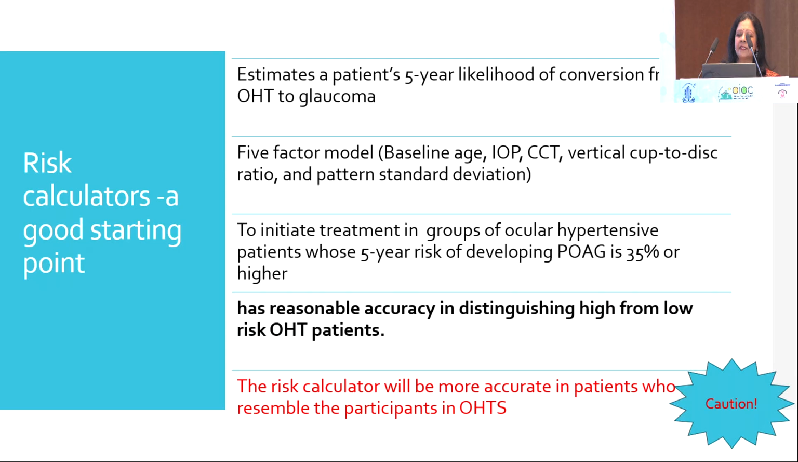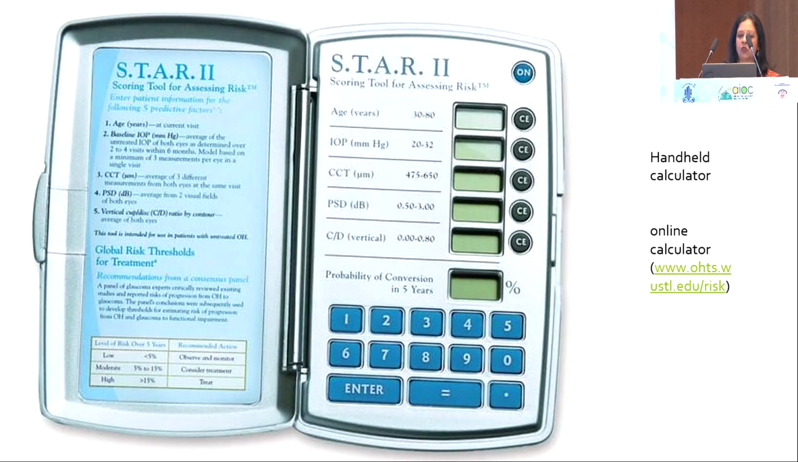And this gives a 5-year risk of developing POAG. If it is more than 35%, then you can treat the patient. This calculator has reasonable accuracy in distinguishing high and low risk OHT profiles. But a word of caution: this risk calculator will be more accurate in patients who resemble the participants of OHTS.